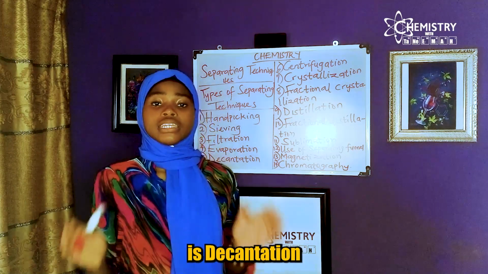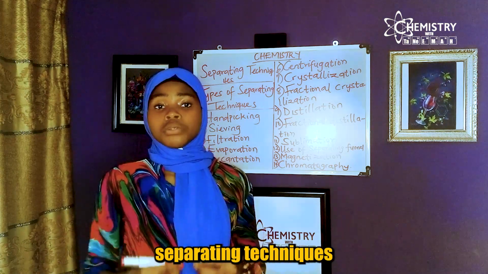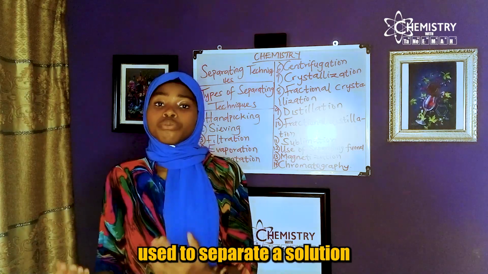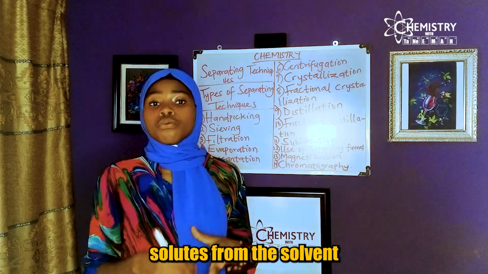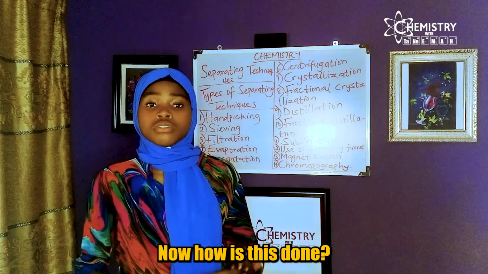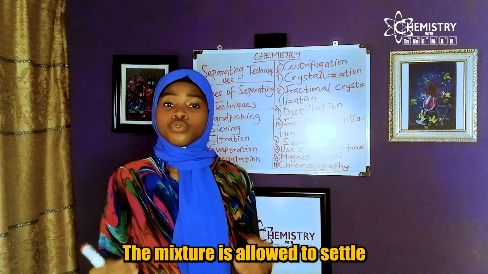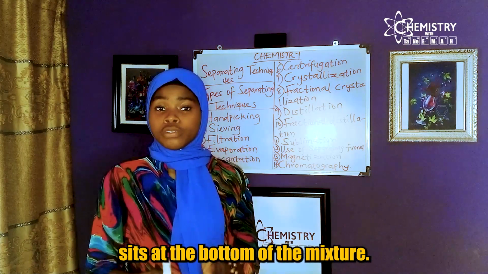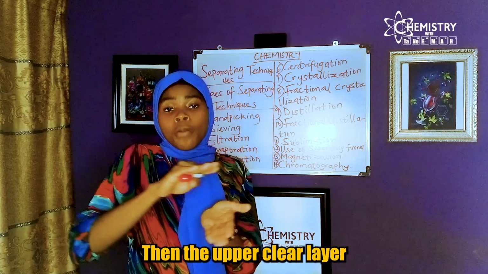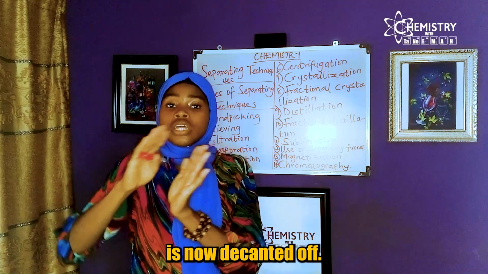Another separating technique is decantation. Decantation is the separating technique used to separate a solution that contains insoluble solids from the solvent. Now, how is this done? The mixture is allowed to settle and the insoluble solid sits at the bottom of the mixture. Then the upper clear layer of the liquid is decanted off.